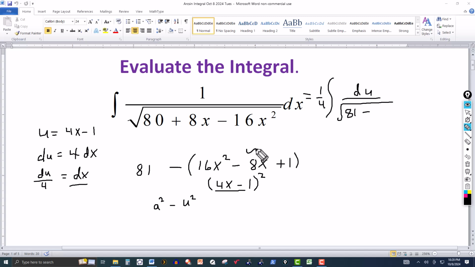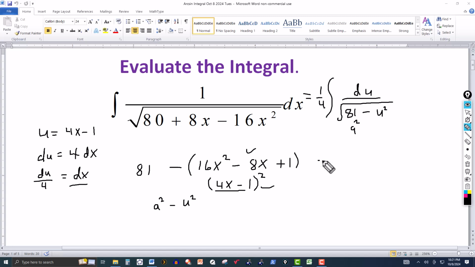I'm looking at this right here, and then also this here. So it's going to be 81 minus this expression written in this form. This is 4x minus 1 squared. But 4x minus 1, that's your u. So this will be u squared. So in the formula, the 81 is the 9 squared. It's a squared minus u squared. So a is going to be 9. And of course u is going to be u here.